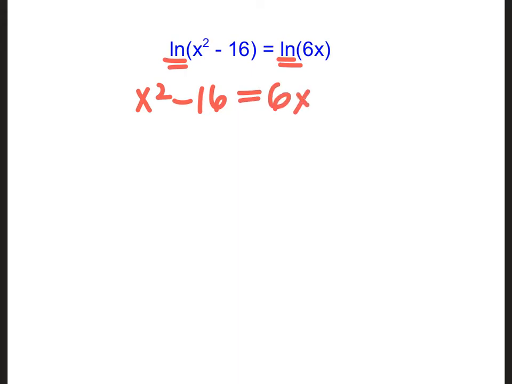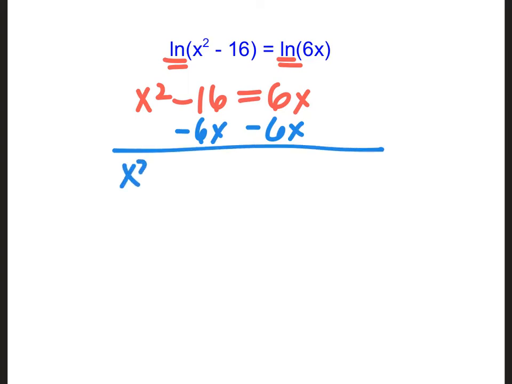Now at this point, it just becomes an algebra problem like we've been doing all year. So I need to move everything to the same side. I'm going to go ahead and subtract 6x from both sides. When I do that, we get x squared minus 6x minus 16 equals 0. Now to solve that equation, I have to do slide and divide, or I have to do the x method. Remember, you do the x method when there's a sneaky little 1 out here.